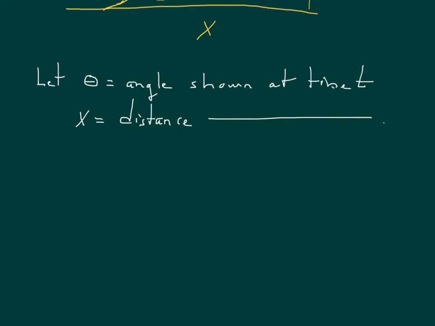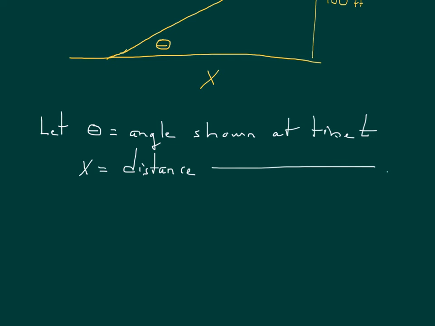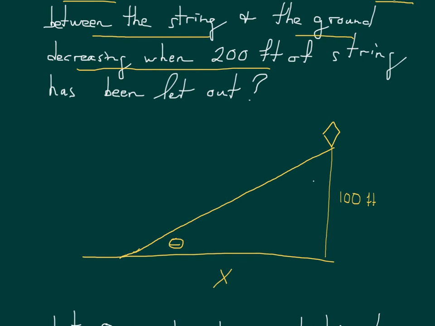Our question was, what is d theta/dt? So let's write it down here. Our question is, what is d theta/dt when, if you look up top, when 200 feet of string has been let out? So when this length is 200 feet. I'm not going to introduce a variable for it unless I have to, so I'll just write that statement in words.